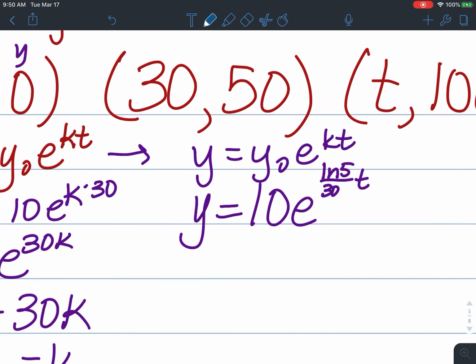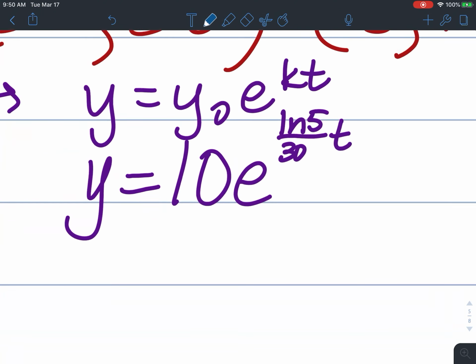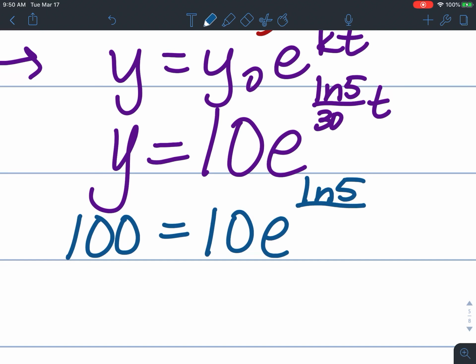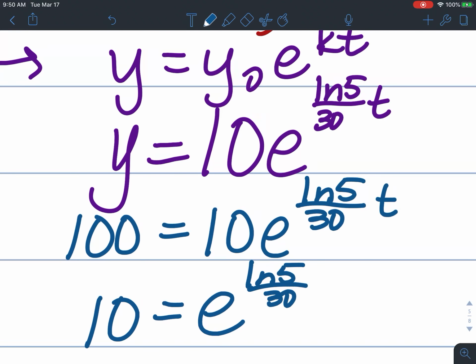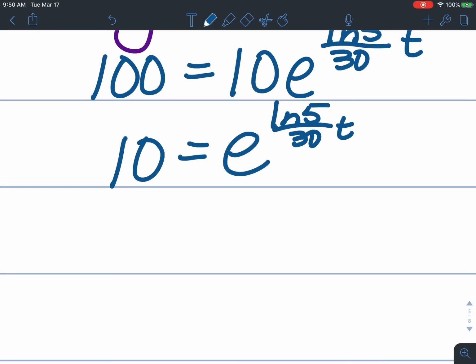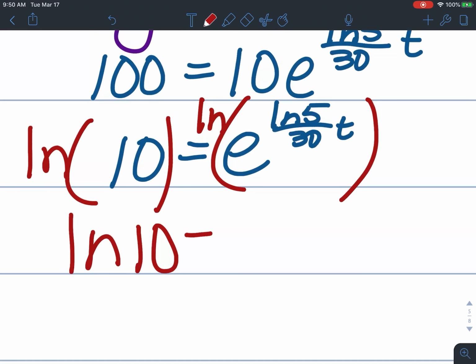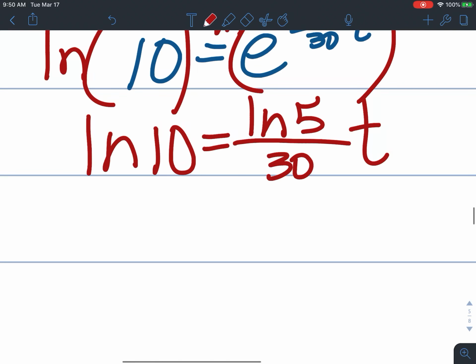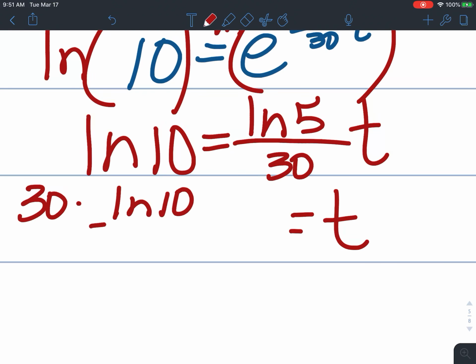Now I have all I need to plug in any numbers I want. And what they want me to plug in is 100 for y, because we want to know t when y is 100. So we're going to plug in 100 for y, and then we'll have to solve for t. So I'll divide both sides by 10. Again, my exponent is where the variable is, so I'm going to have to take ln to get this out. So I have ln 10 equals, the exponent comes down in front, so that's ln5 over 30 times t times ln e, but ln e is 1. So in order to get t by itself, I would multiply by 30 and divide by ln5.